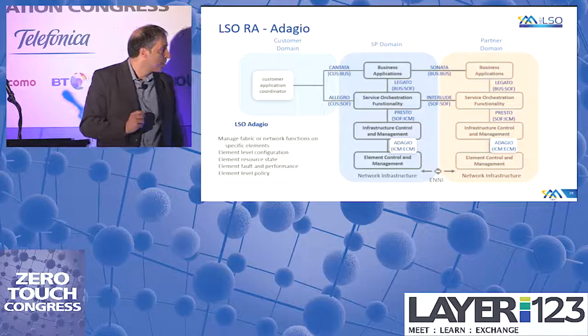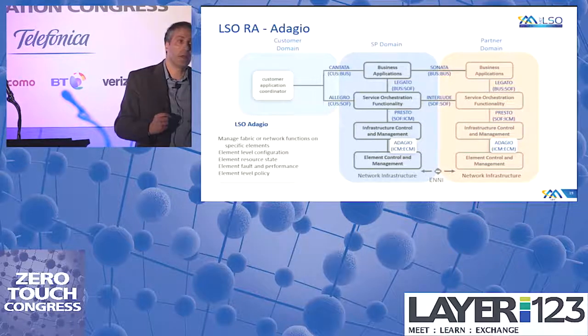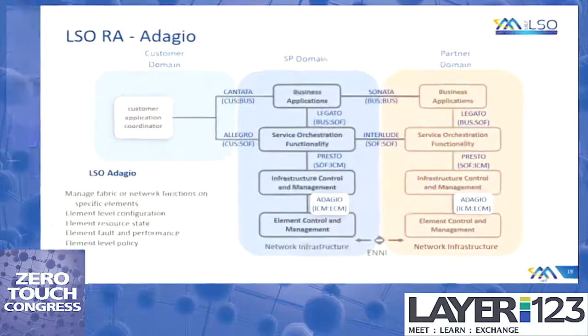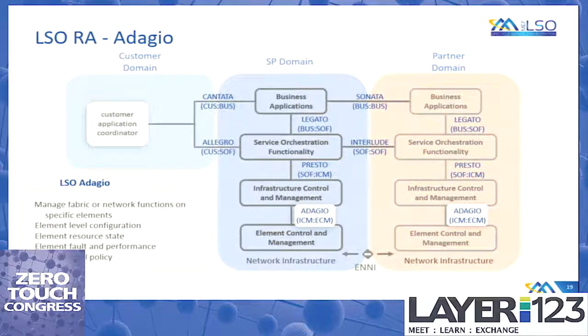Then we have Adagio. Adagio is from the controller down to the device. In some cases you will need it, and in some cases it will be proprietary. For example, in layer 1, each layer 1 vendor has its own controller, and the orchestrator talks Presto to the layer 1 controller, and Adagio is probably proprietary. So in Adagio, we provide more freedom for the operator or the vendor to select whatever is needed.